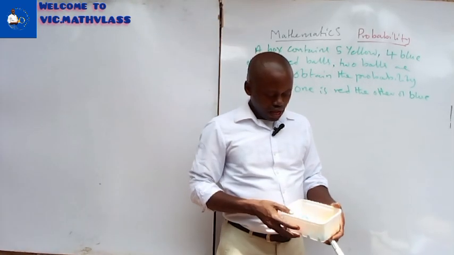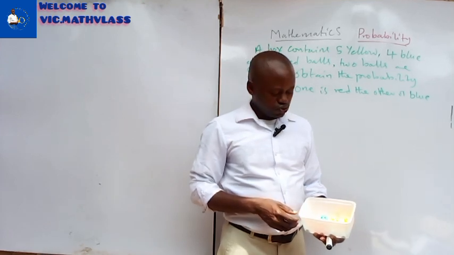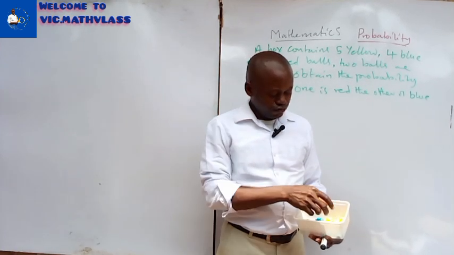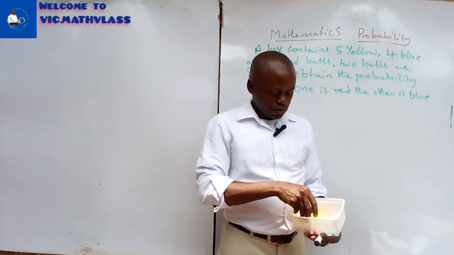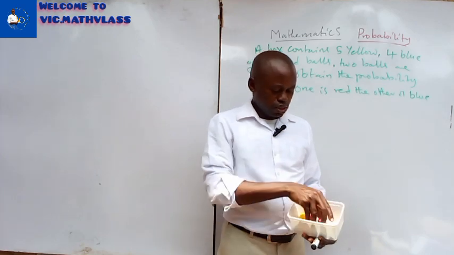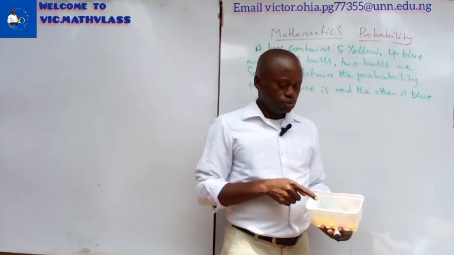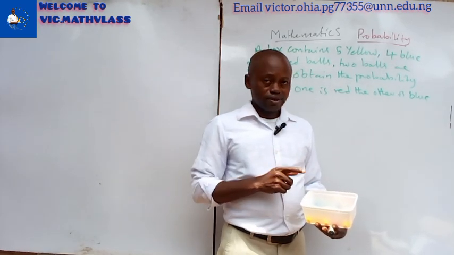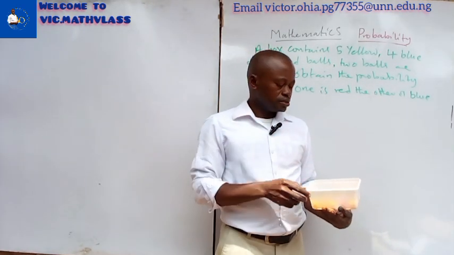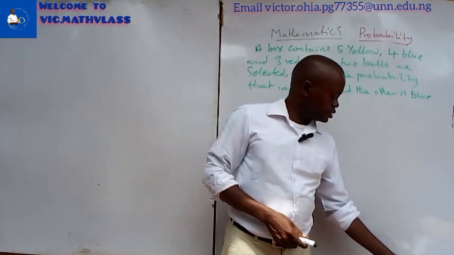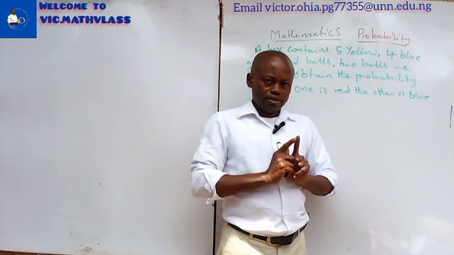You see here, I have been using this as my instrument for practical demonstration. I have five yellow balls, 3 red balls, and four blue balls. So I'm still going to use this to demonstrate one is red and the other is blue. 2 balls are selected. Now in this case, you realize that the first selection was not defined to be red.